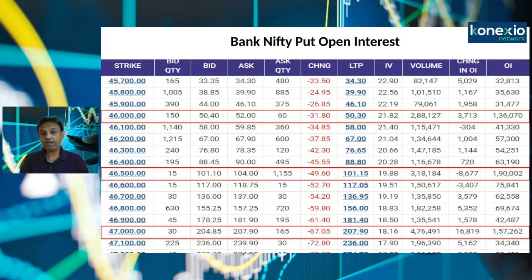So definitely, if there is a cool off, we might see support coming in maybe around the 47,000 mark. If that is broken and close below that, then we might see Bank Nifty slightly drifting towards 46,700 to 46,500. But I feel that should be used as a buying opportunity.